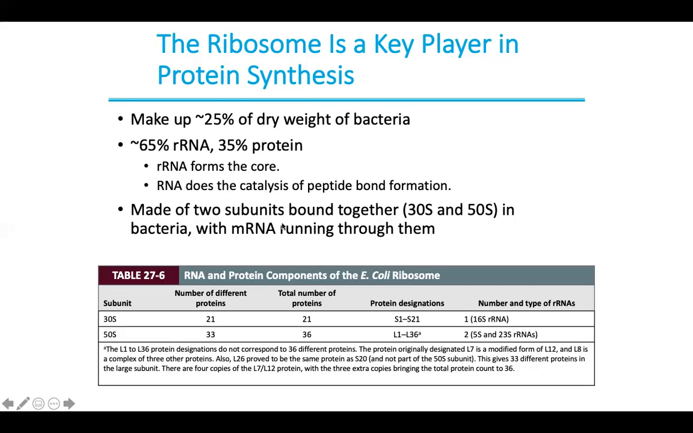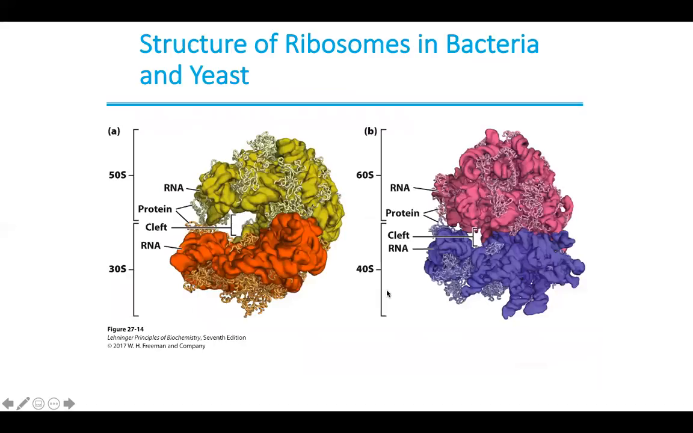Ribosomes are made up of two subunits, 30S and 50S in bacteria, bound together with mRNA running through them. This table shows you the RNA and protein components of the E. coli ribosome. This is the comparison of the ribosome structure in bacteria and yeast.